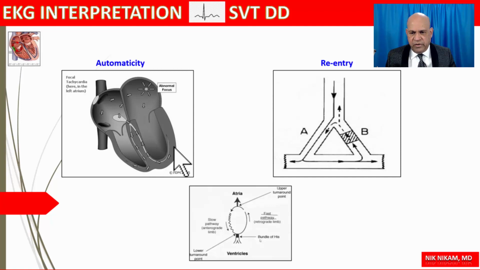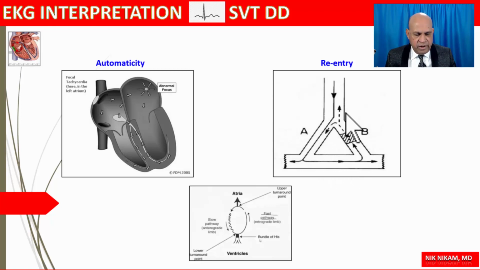It goes through the AV node and it keeps firing. It is not interrupted by any other electrical activity going on through the heart unless some impulse or some other physical or pharmacological maneuver breaks this cycle and calms this excited focus. And re-entry tachycardia we talked about.